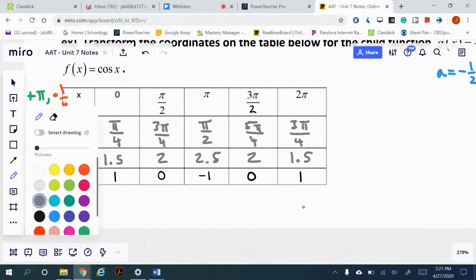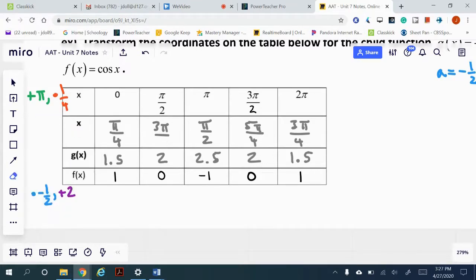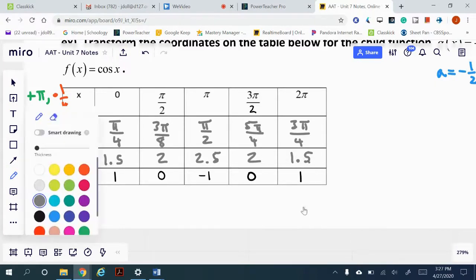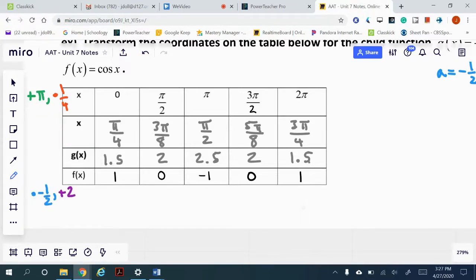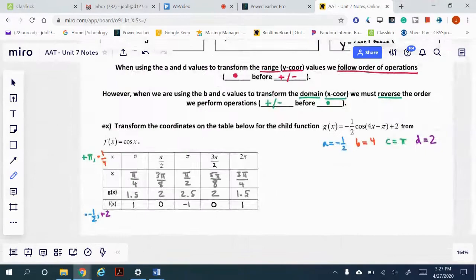Oh, I'm sorry, guys. I made some arithmetic mistakes here. This should be 3 pi over 8. I apologize. And I believe this should also be 3 pi over 8. And this would be 3 pi over 4. Because, yeah, that would be 5 pi. Yep, there we go. All right, so now we're solid. Now we're looking good there. So those would be my transformed coordinates in gray for the parent function.